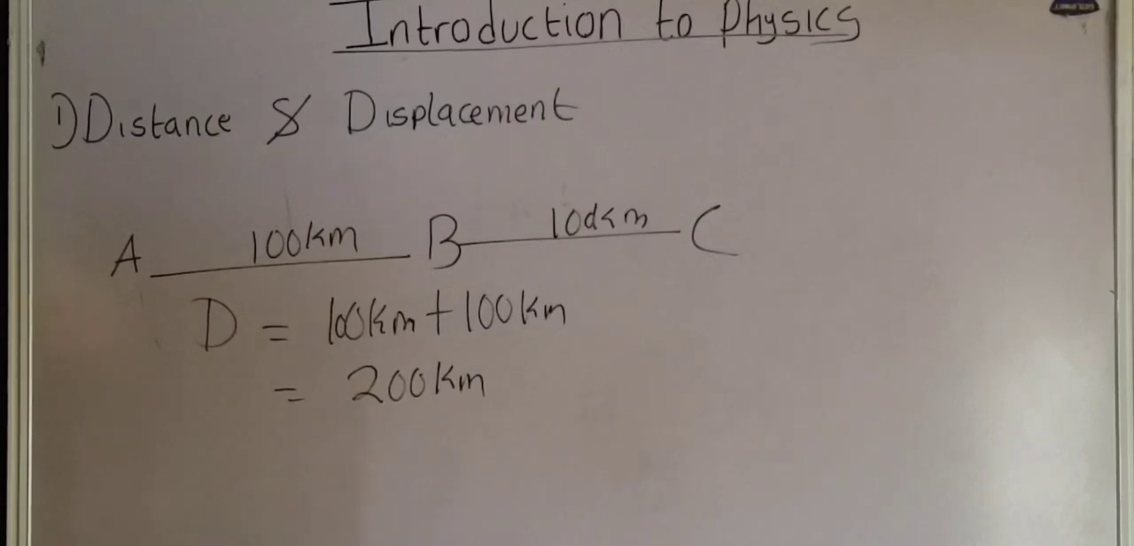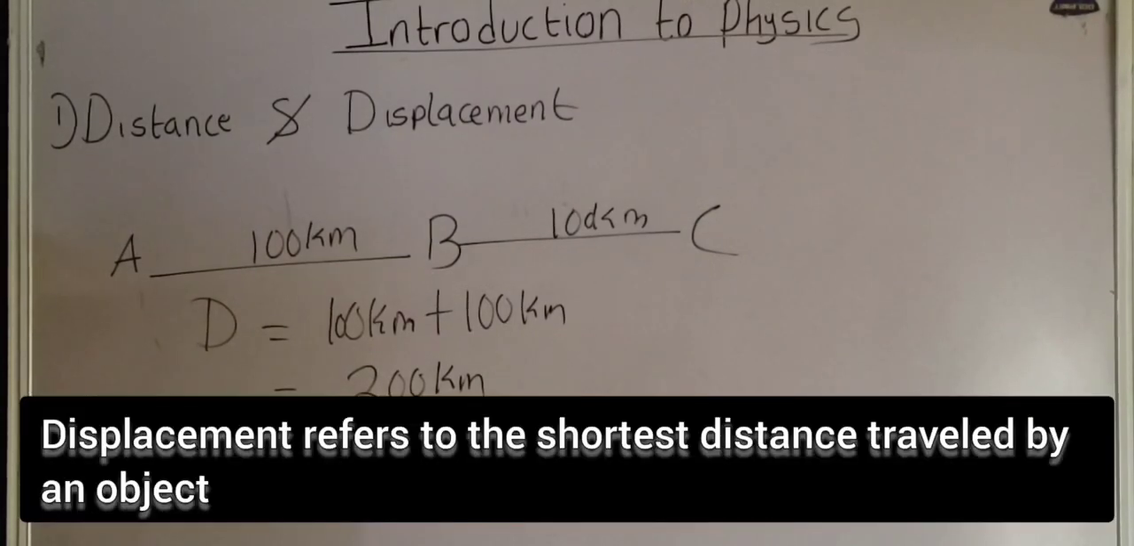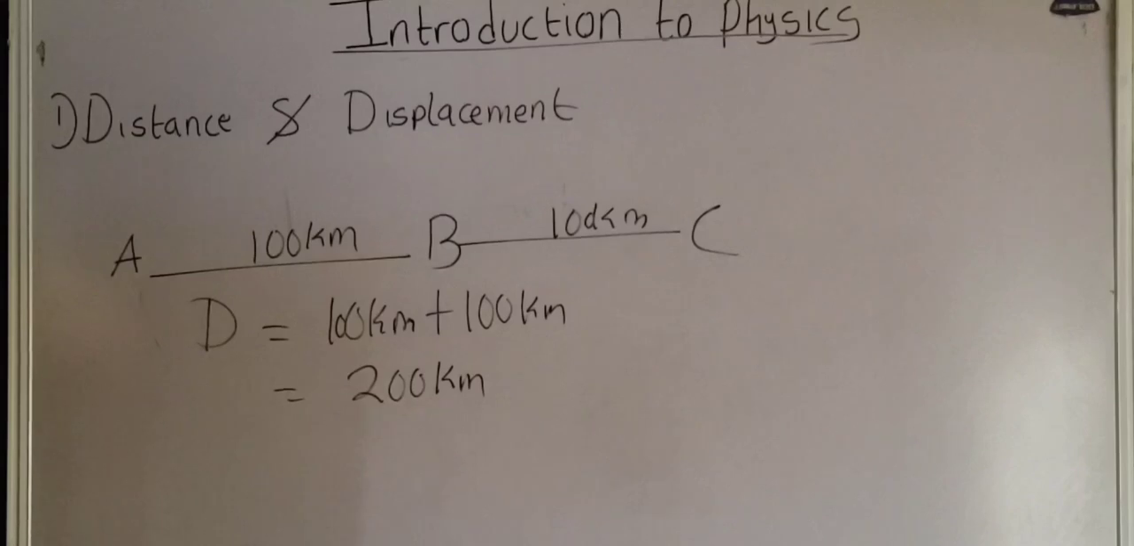Now let us look at the other part of it, which is displacement. Displacement is the shortest distance traveled by an object. Displacement is somewhat similar to distance, but displacement talks about the shortest distance.